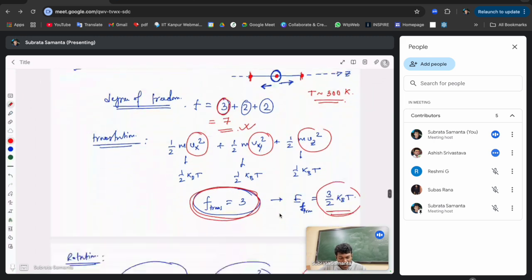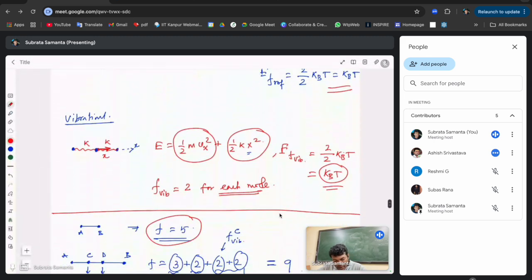So for each vibrational mode, let's say I consider these two fixed as a reference, and only the middle one can vibrate, right? So this middle one can vibrate. Now vibration means, let's say, I connected it through a spring, and through this spring they can vibrate, this kind of thing. So each spring has a kinetic energy half m vx squared, because the displacement is x.